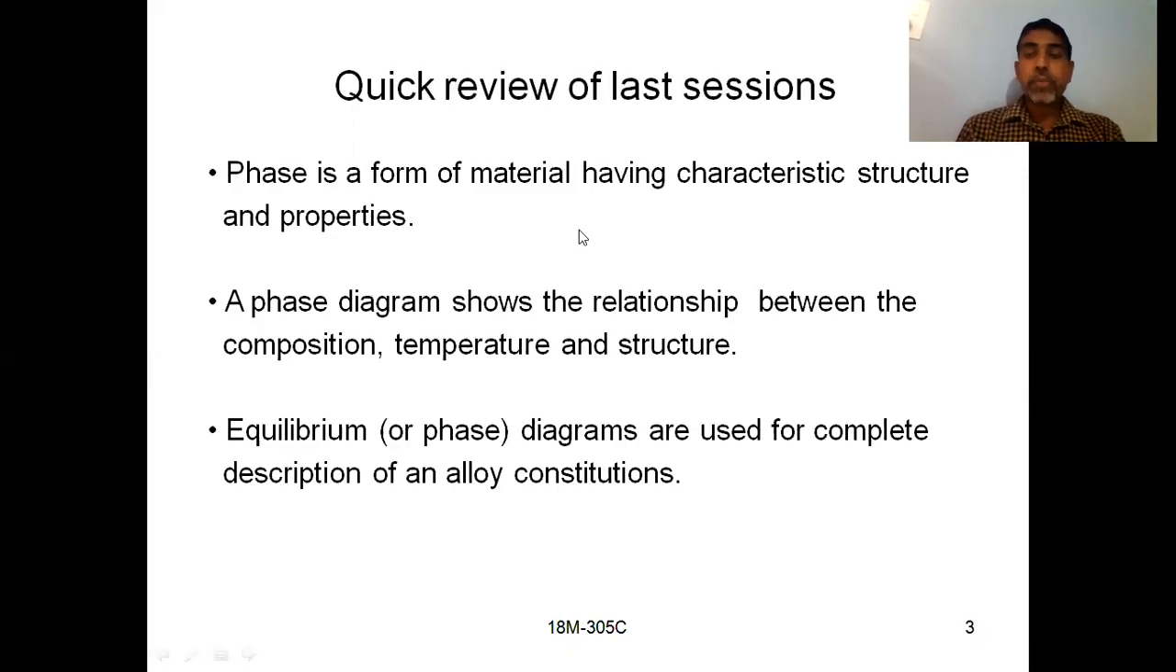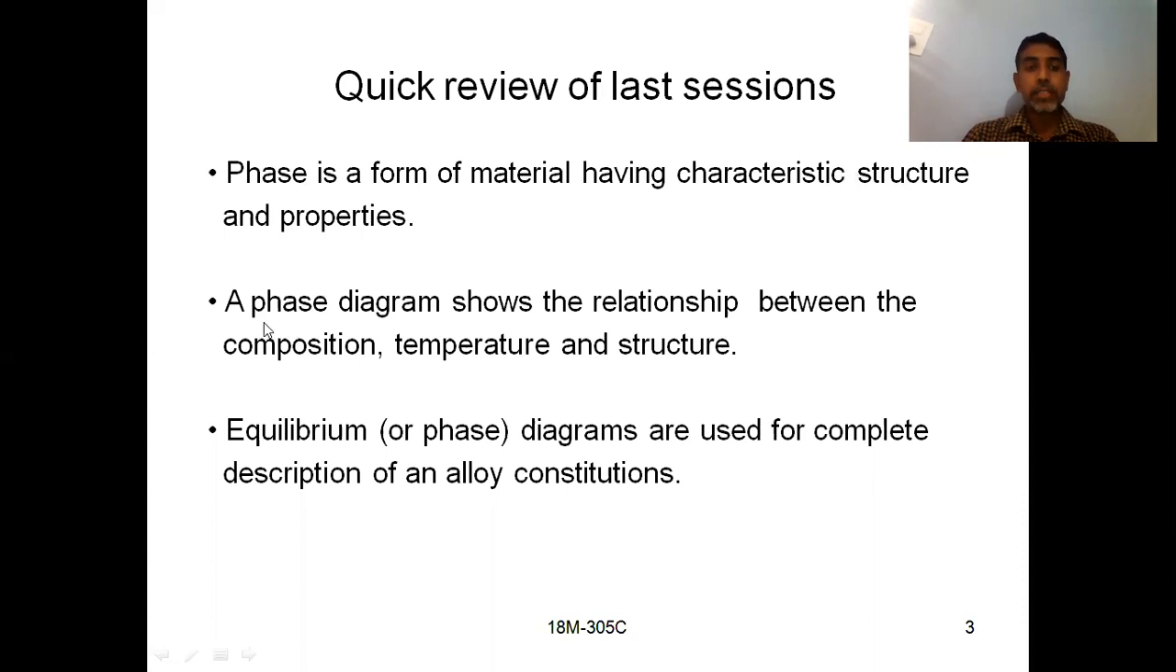Phase: we discussed the definition of a phase. So what do you understand by phase? Phase is nothing but a form of material having characteristic structure and properties. These things we discussed in the first session: the definition of phase and how you can define a phase. And later we discussed how the phase can be identified. So phase is a form of material having characteristic structure and properties.